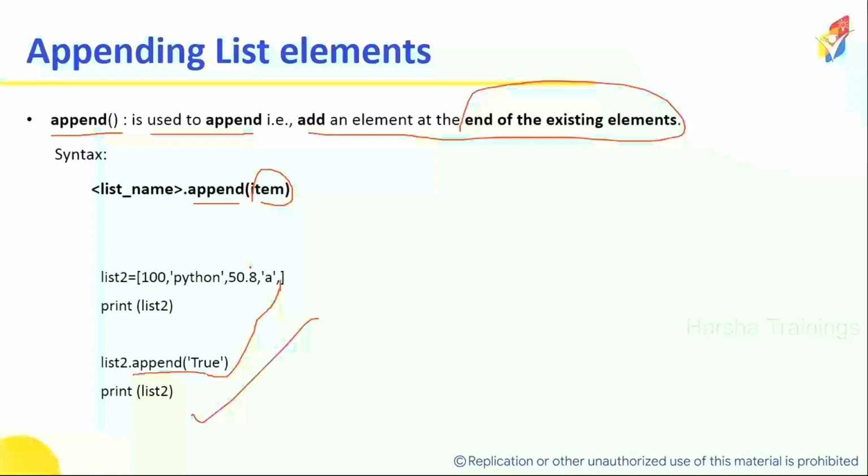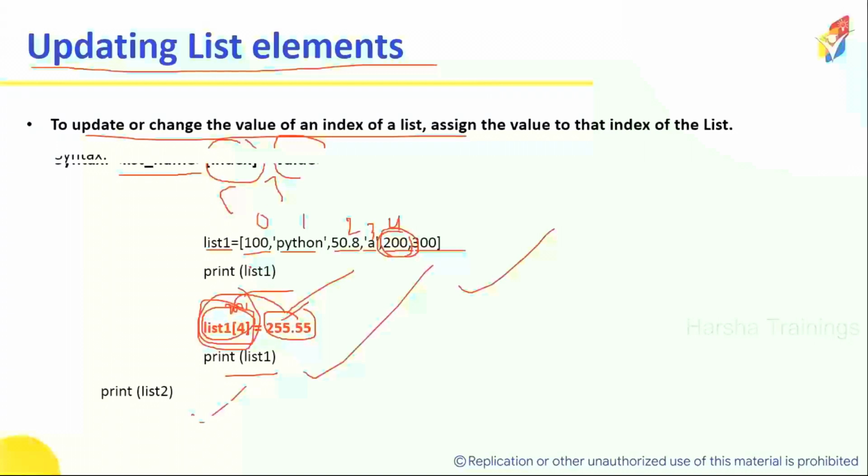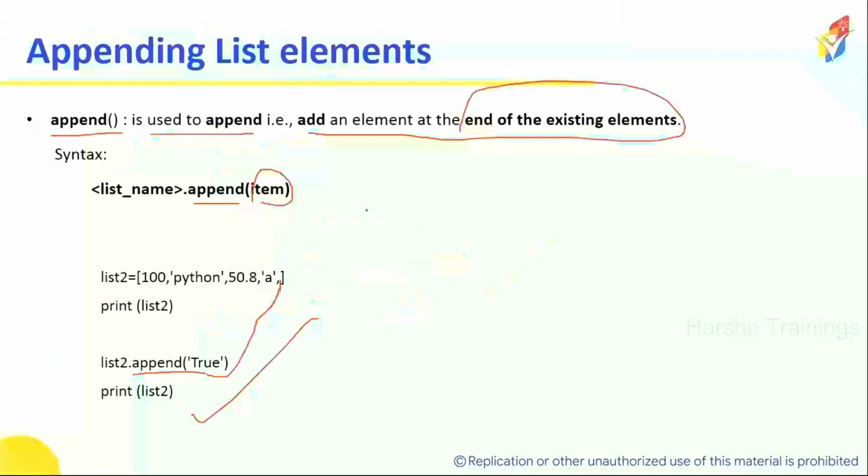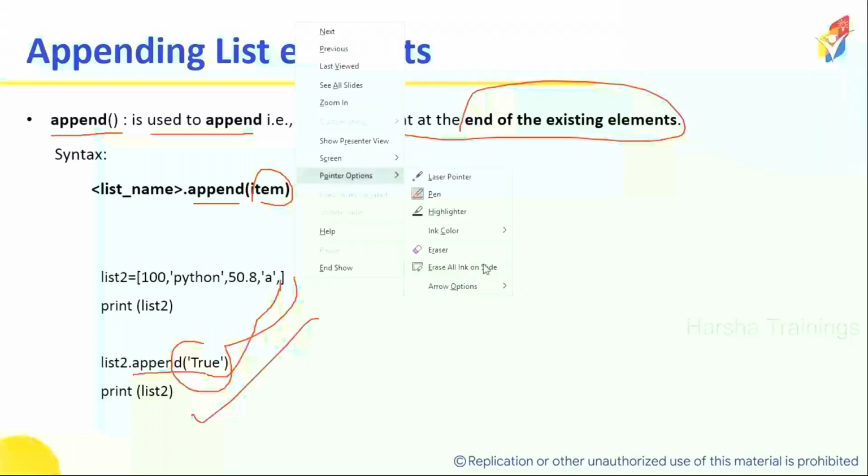Now, if anyone asks you the difference between update and append, can anyone respond? In updating, I can change the existing values of a list. Whereas in appending, I'm adding new data at the end of a given list. Any query, Andy? No, sir.